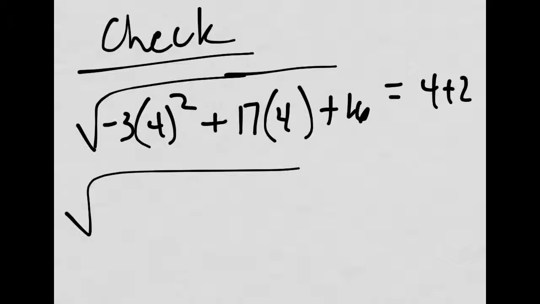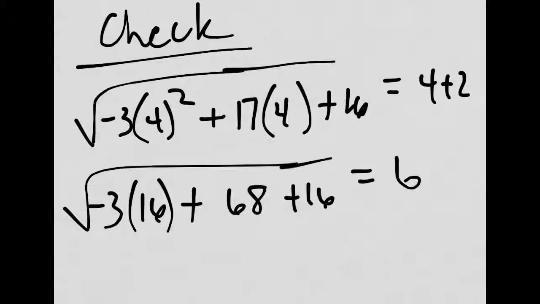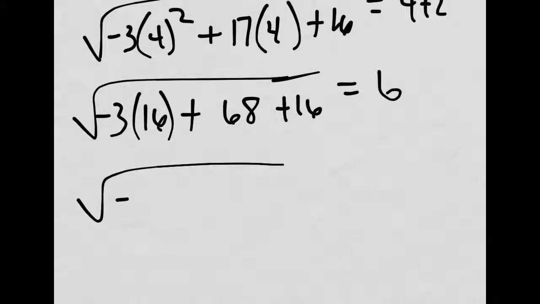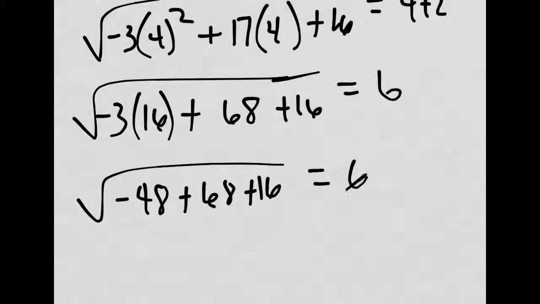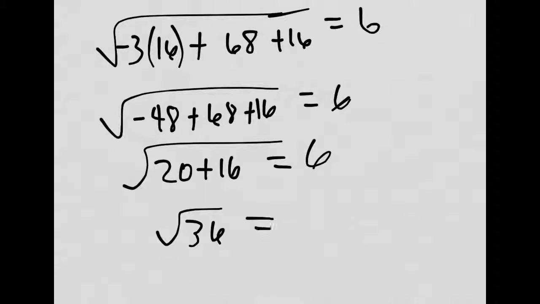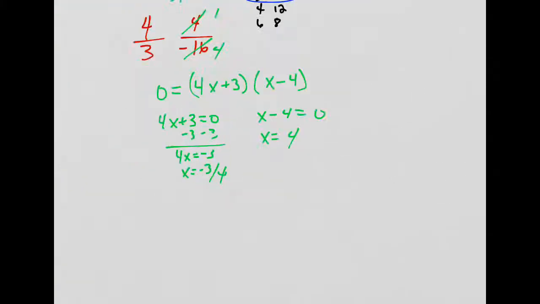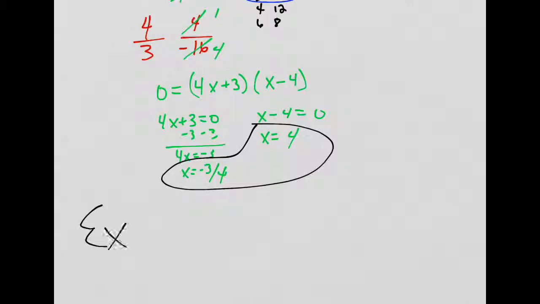Alright, so that gives me square root of negative 3 times 16 plus 17 times 4 is 68, plus 16 equals 6. So that's going to give me negative 48 plus 68 plus 16 is equal to 6. That gives me 36 under the root, so the square root of 36 is equal to 6. So 6 is equal to 6. So they both work. So both are solutions, and my extraneous are none.